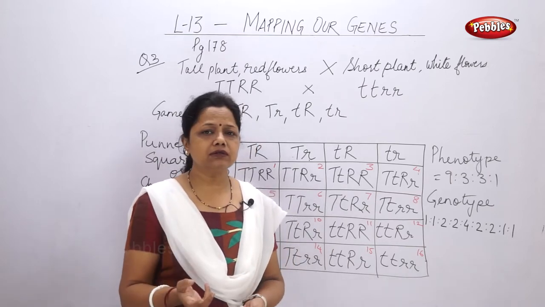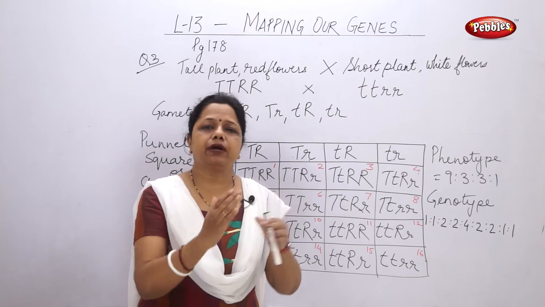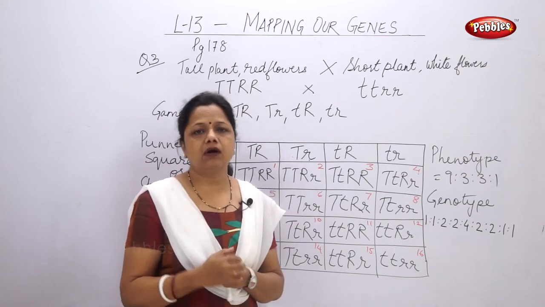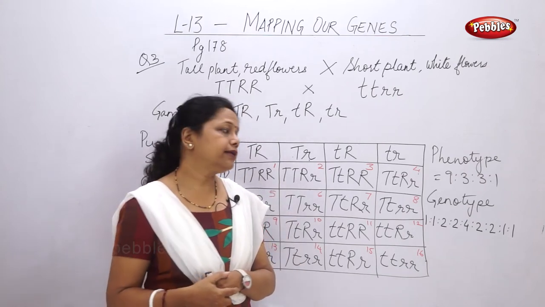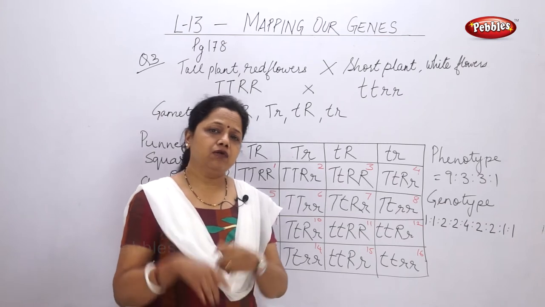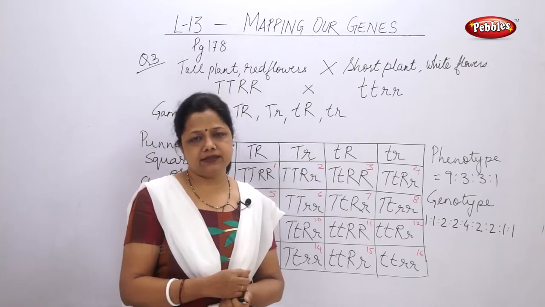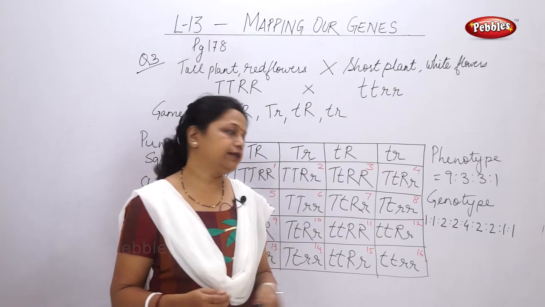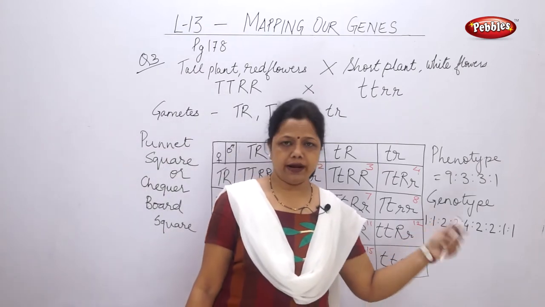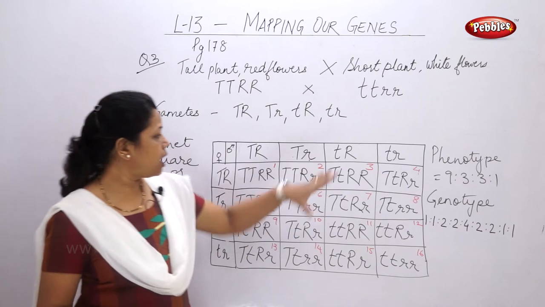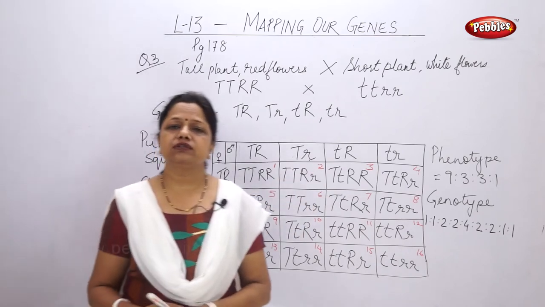What is homozygous? Homozygous means of the same kind, meaning dominant or recessive. And heterozygous means one may be dominant, one may be recessive. So this is the type, it can be homozygous or heterozygous. This is the complete answer for question number 3.